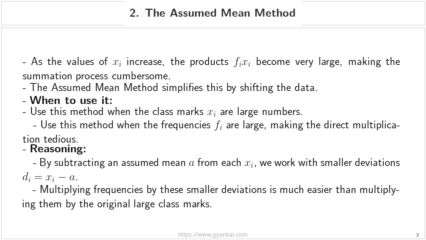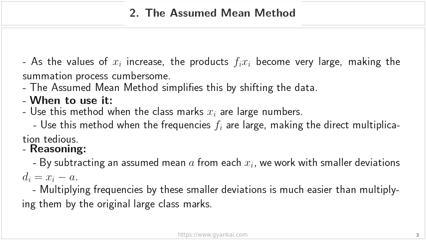The reasoning behind this is quite clever. Instead of working with the original large numbers, we pick a value to act as our assumed mean, which we call a. By subtracting this assumed mean from each class mark x sub I, we create what we call smaller deviations, denoted as d sub I, which equals x sub I minus a. By doing this, we are multiplying our frequencies by these much smaller deviations instead of the original large class marks. This significantly reduces the size of the numbers we are working with, making the arithmetic much smoother. We will see a perfect example of this in the next few slides when we look at some real-world scenarios.